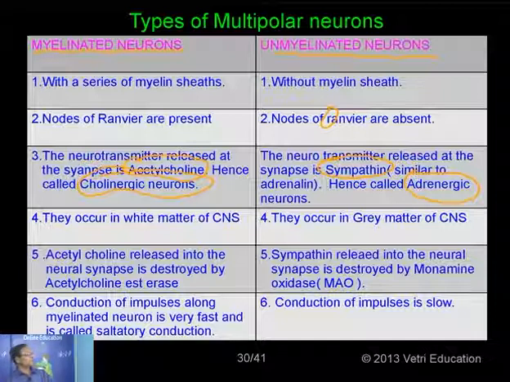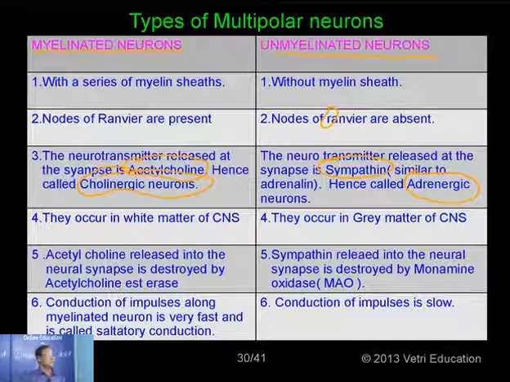The impulses in the case of myelinated neurons are conducted very fast because of the presence of the nodes. The impulses are conducted in the form of jumping movements, not streaming movements, what we call saltatory conduction. But in unmyelinated neurons the impulses are not conducted like this. The conduction of impulses is very slow. So these are some of the differences between the two types of neurons, structural differences and functional differences.